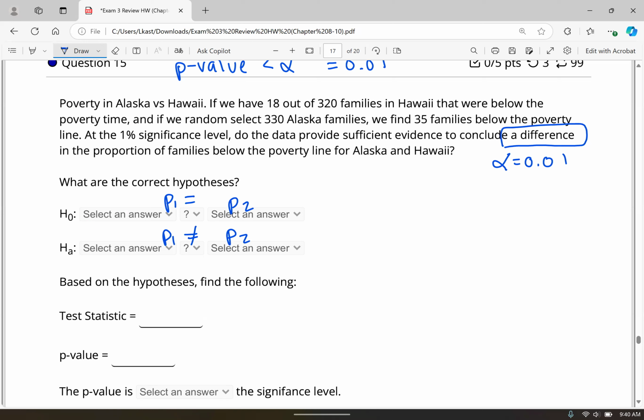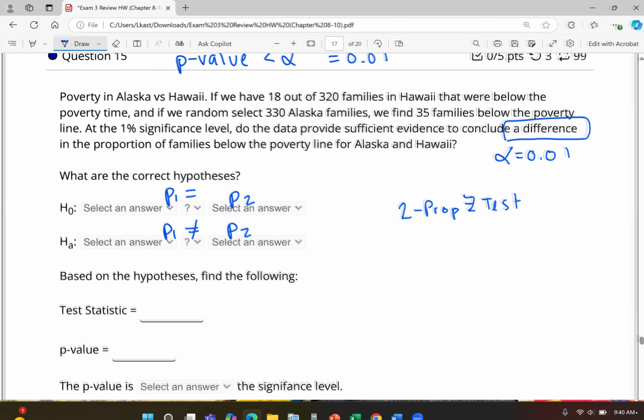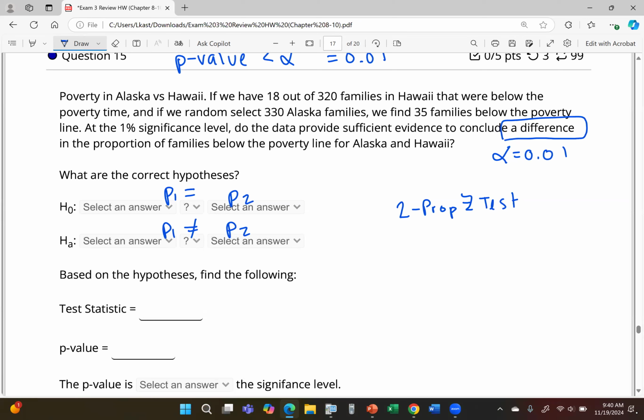Okay, so now what do we need to do? We need to go find a test statistic, correct? So we're comparing two proportions. So are we going to do a 2 proportion Z test? It's a Z test because you're doing the normal approximation to the binomial. When you have proportions, that's a binomial distribution. Okay? So shall we go put this information in? So I'm just going to let P1 be Hawaii and P2 be Alaska. It really doesn't matter because you're looking at an alternative hypothesis of not equal to.